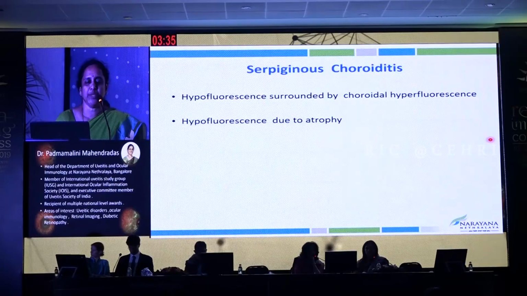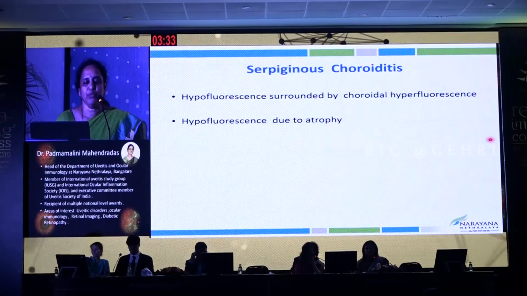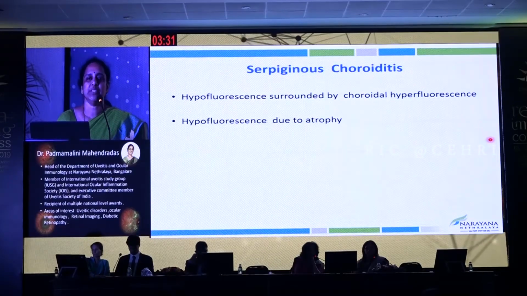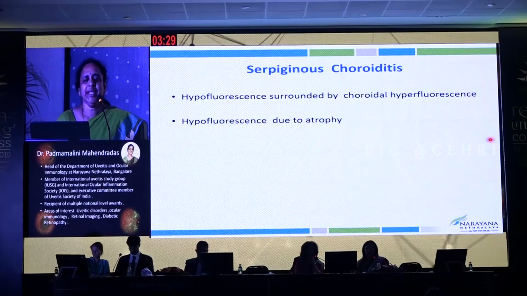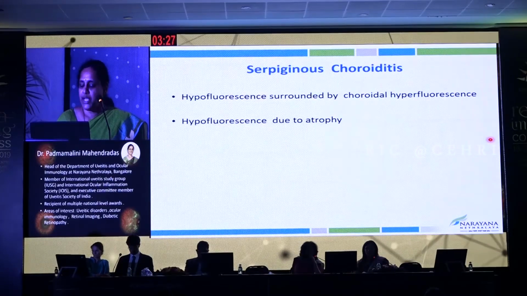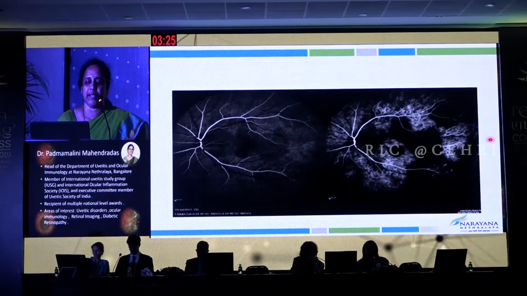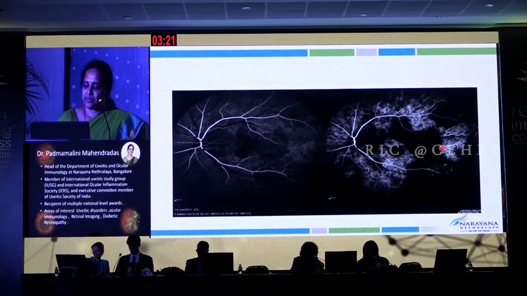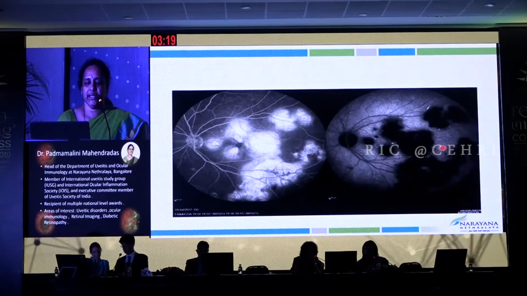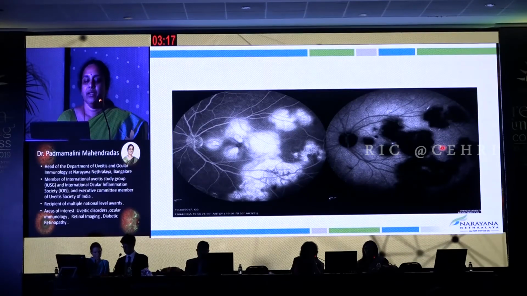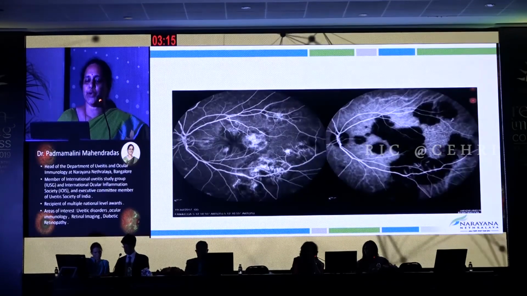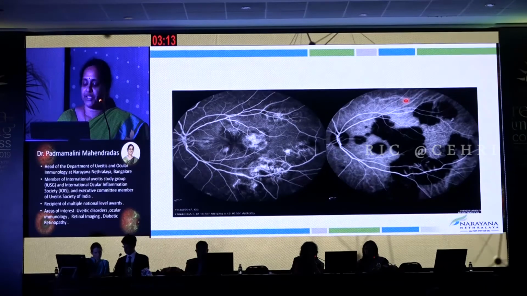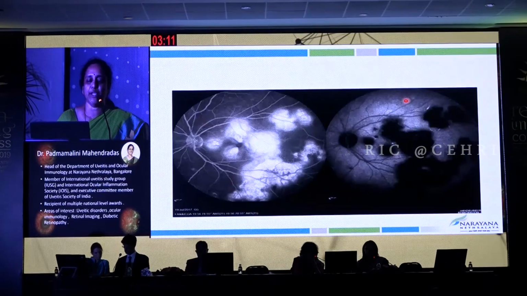The next is serpiginous choroiditis, where we have two types of pattern: hypofluorescence surrounded by choroidal hyperfluorescence in active lesions. In healed lesions, we can have hypofluorescence due to atrophy of the chorioretinal scar. Here you can see the hypofluorescence present in the early, mid and late phases. By the presence of surrounding choroidal inflammation, we can make out the activity of the disease in serpiginous-like choroiditis cases.